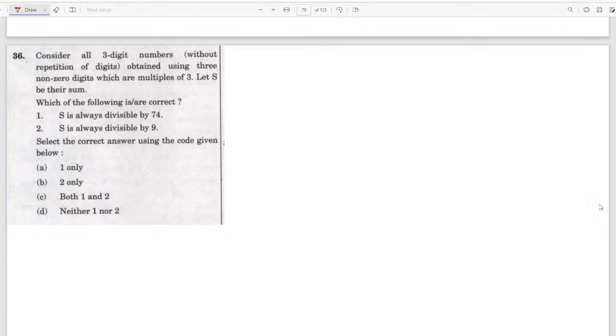Take 2 minutes to solve this question. Consider all 3-digit numbers without repetition of digits obtained using 3 non-zero digits which are multiples of 3. Let S be their sum. Which of the following is or are correct? The first statement is S is always divisible by 74. Second statement is S is always divisible by 9.